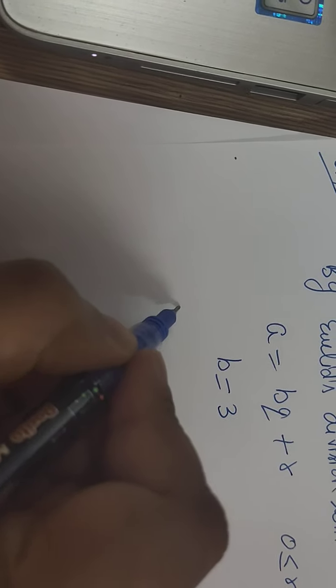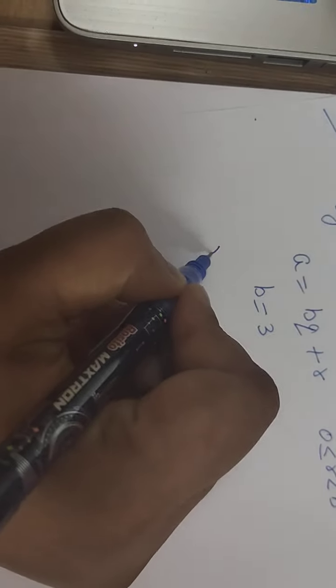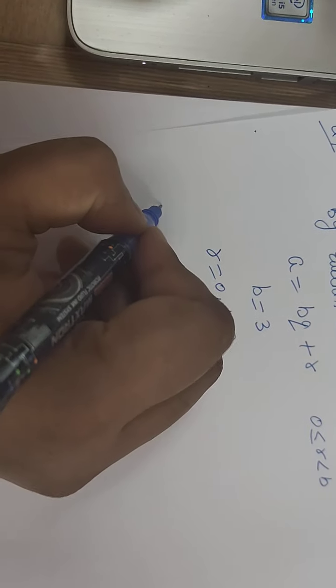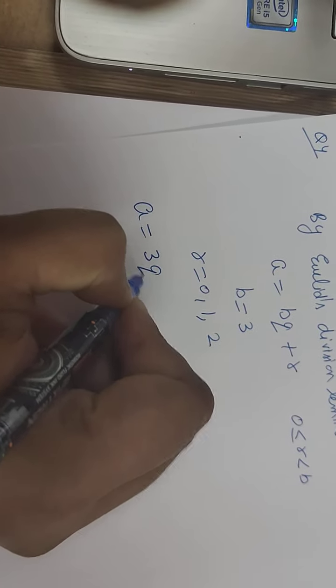Now I told you to take the value of B. But just see here it is 3. So what will we take as the value? B. Value of B is 3. So what will be the value of R then? R is equal to 0, 1 and 2. Now A is equal to 3Q plus R.